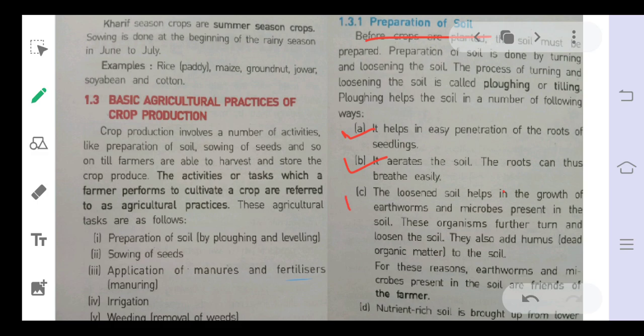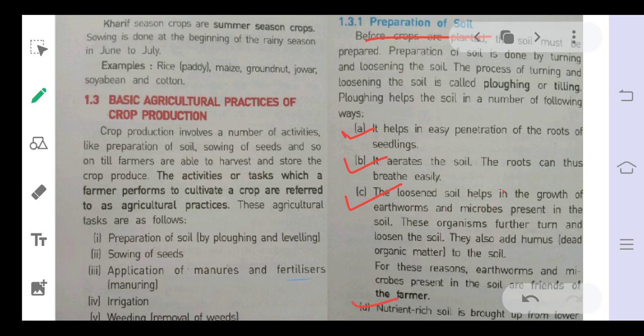Then next, the loosened soil helps in the growth of earthworms and microbes present in it. As we know, the microorganisms and earthworms are helpful in enriching the soil with nutrients, because they convert the dead and decaying organisms into humus, and they also loosen the soil. So it is beneficial for that.